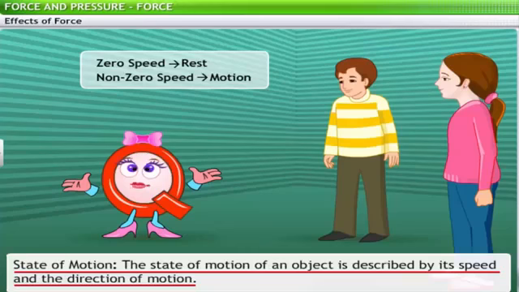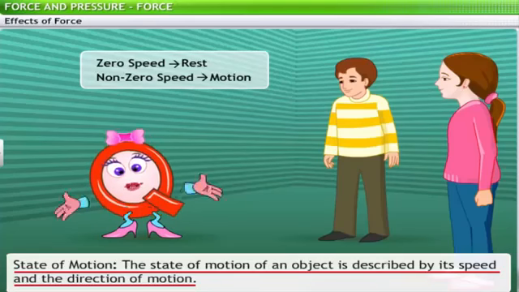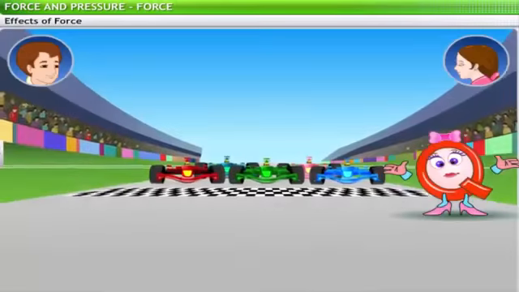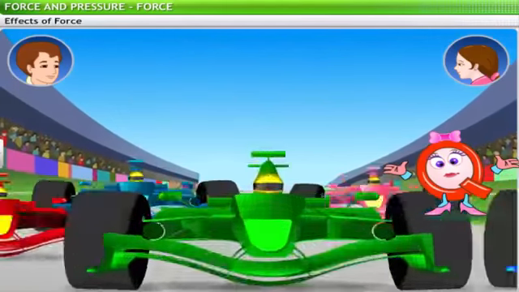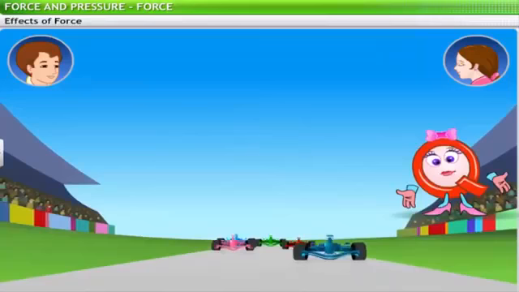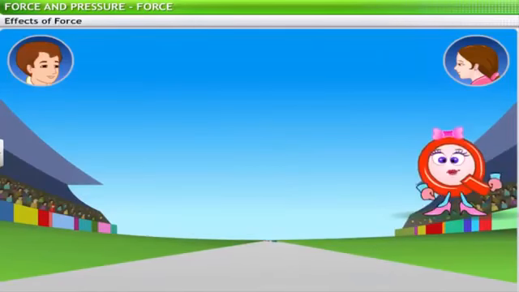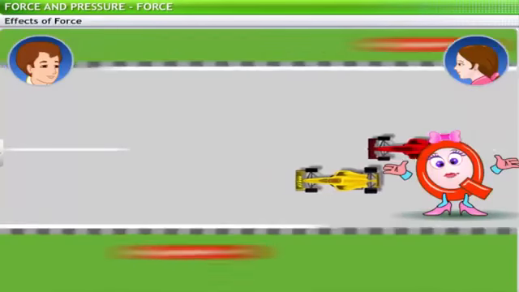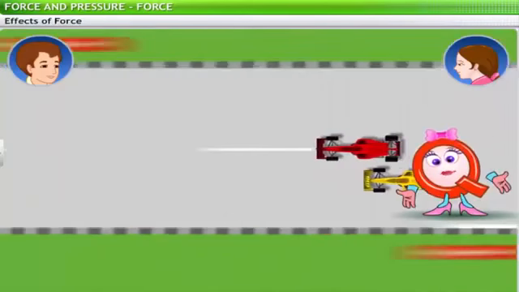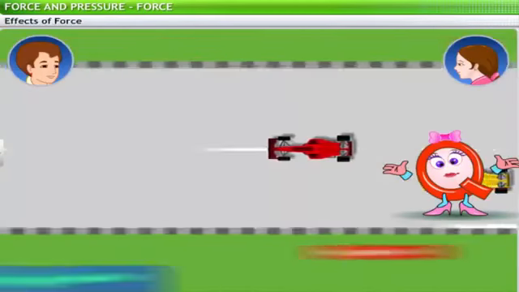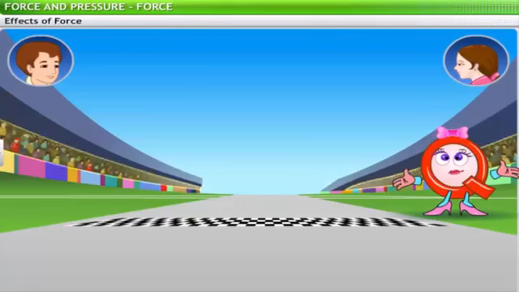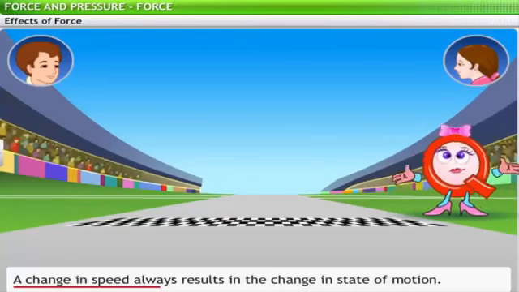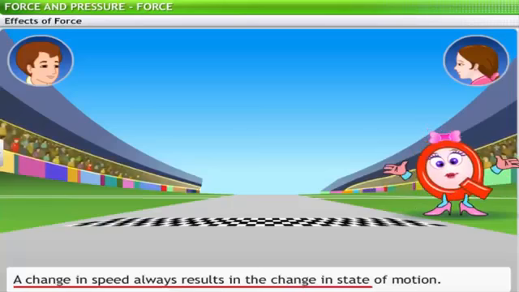To understand better, let's observe a car race with James. The race has started. Look at all those cars shooting off. The cars that were at rest are now driving at a high speed. In other words, their state of motion has changed. However, the audience is still at rest. A change in speed always results in the change in state of motion.